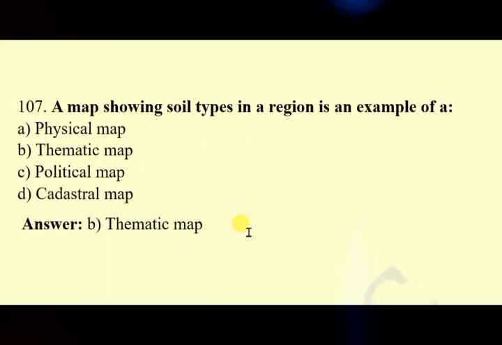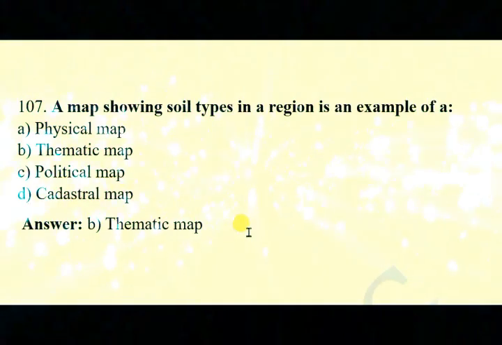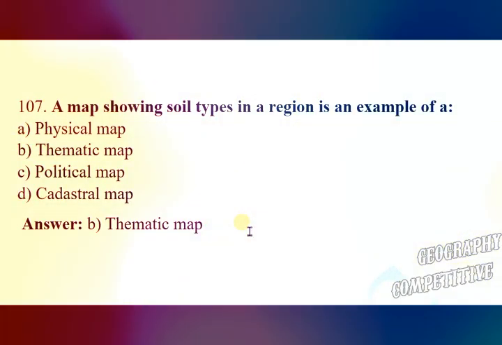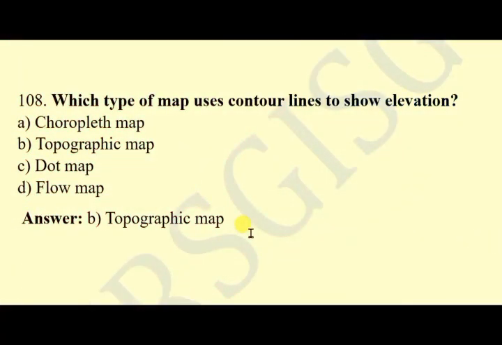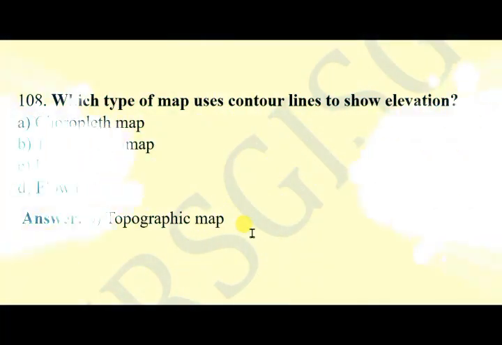Question 107. A map showing soil types in a region is an example of physical map, thematic map, political map, cadastral map. Here the right answer will be thematic map. Question number 108. Which type of map uses contour lines to show elevation? Choropleth map, topographic map, dot map, flow map. Here the right answer will be, of course, topographic map, where altitude is shown.